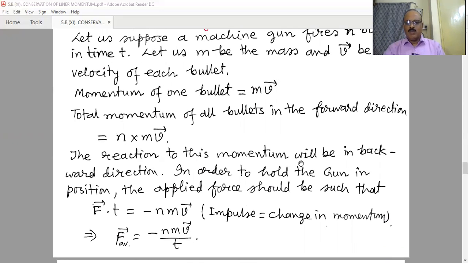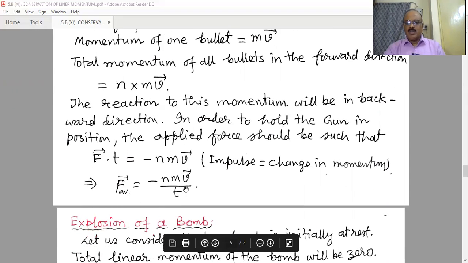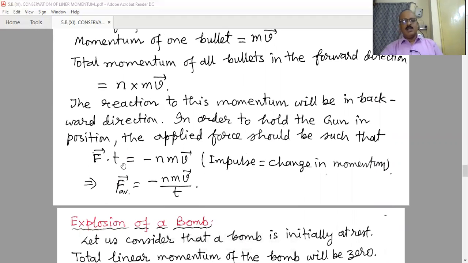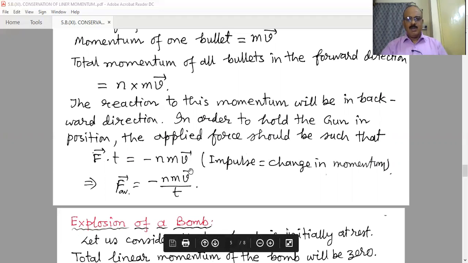The reaction to this momentum will be in the backward direction. In order to hold the gun in position, the applied force should be such that F into T, the total impulse, force into time, where T is the time in which n bullets are fired, equals minus n into m into v. The average force F is n m v divided by T. That means this amount of force you have to apply to hold the machine gun.